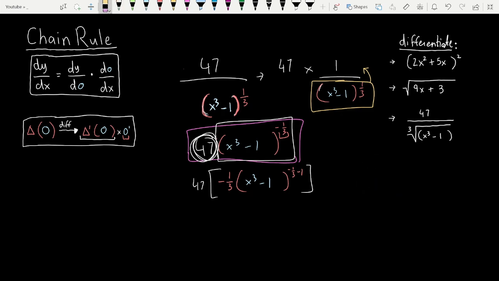I still have to multiply all of this stuff with the differentiation of the inner part as well. So I'm just going to find out what the differentiation of the inner part is going to be. I'm going to do it fast. Differentiate all of this, and you're just going to get 3x raised to the power 2. You're going to multiply all of this with 3x raised to the power 2. And then once you get your answer, you're going to multiply this 47 with that answer. So that's how you do this.